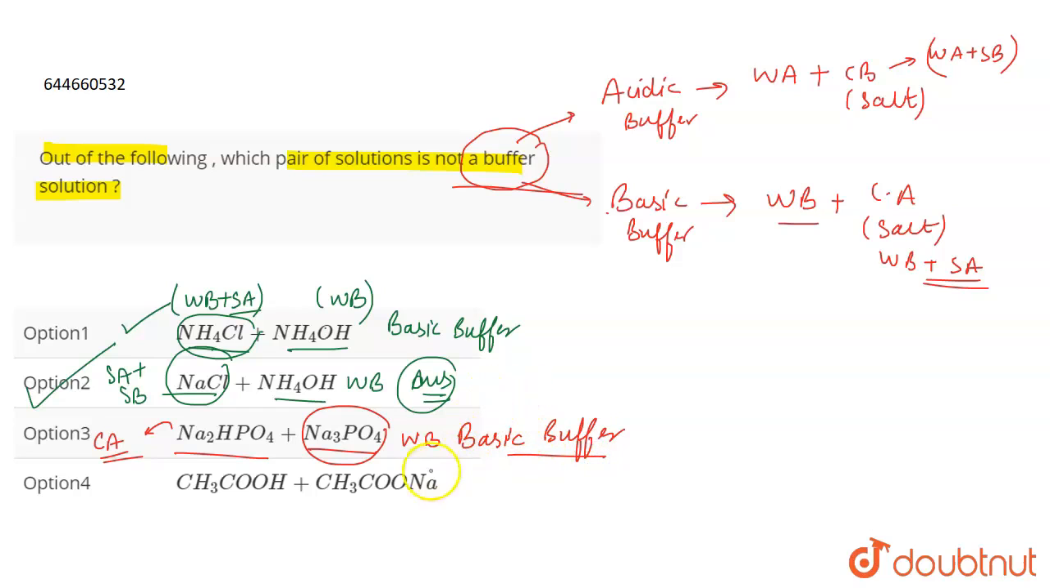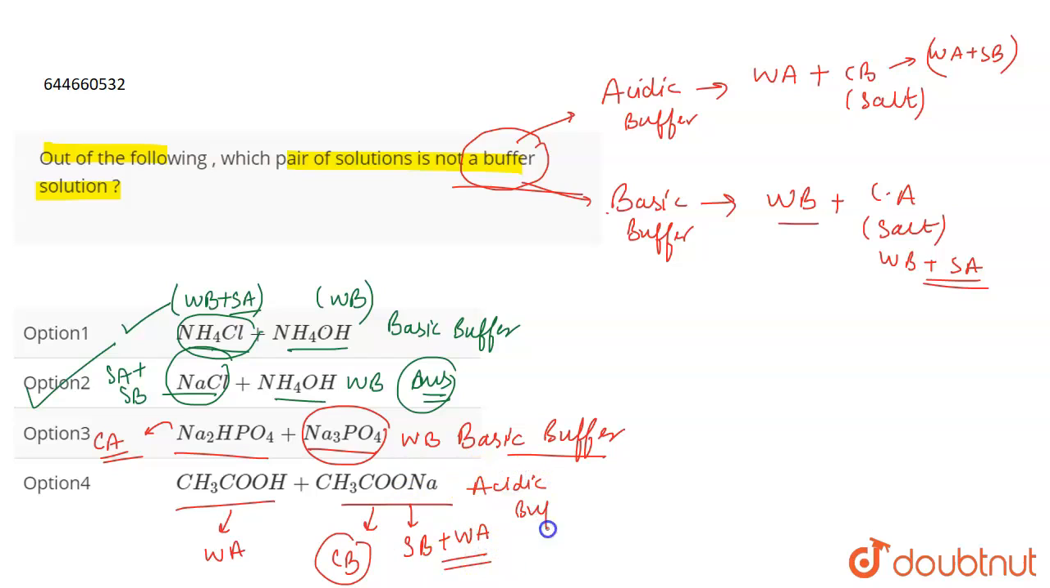And the next one is acetic acid and sodium acetate. Again, acetic acid is a weak acid. Sodium acetate is the salt of its conjugate base, and it is formed by the combination of a strong base, which is NaOH, and a weak acid, which is acetic acid only. So this forms an acidic buffer. So the one which does not form any buffer is option number 2, and that's the correct answer for the question.